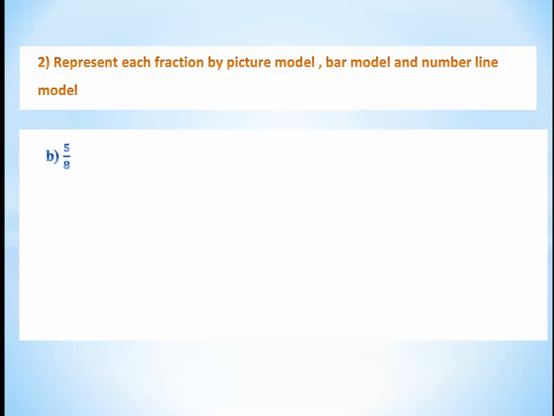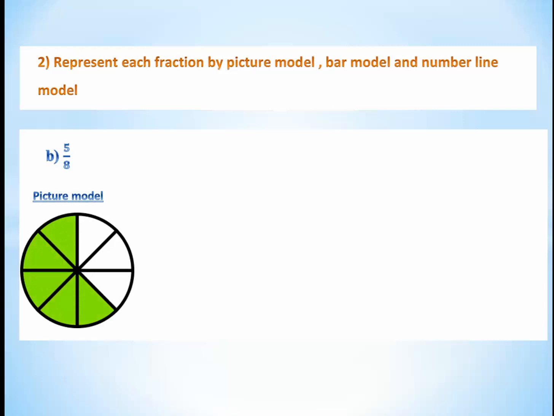Okay, represent each fraction by picture model and bar model and number line model. Let's see 5/8. We will draw a circle and divide it into 8 equal parts and shade 5 parts.